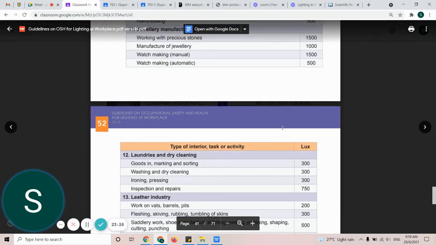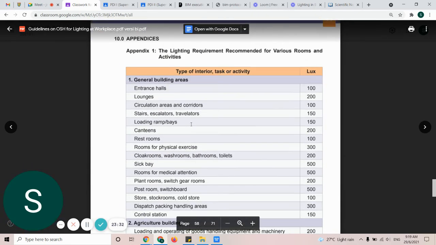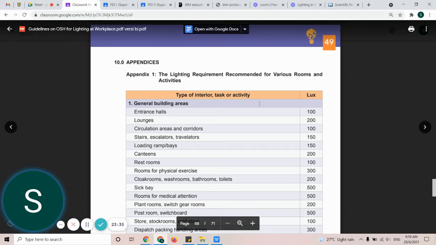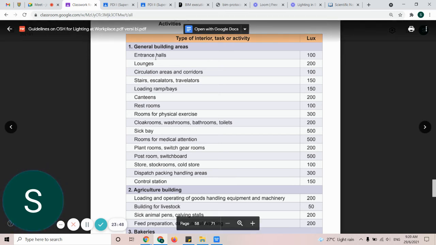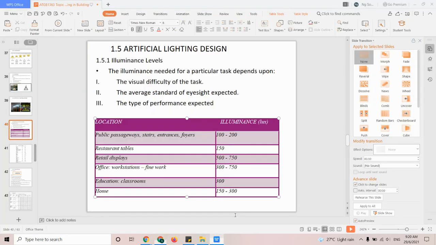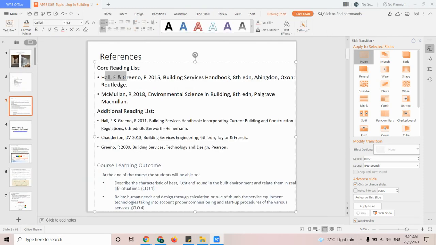So if you go to the last page of this document, you'll be able to find different types of interior or tasks, and they'll have different lux requirements. So this lux requirement is usually set by a government body. So here the entrance is only 100 lux. If you refer back to here, it is close to what is specified in this table. So this table is extracted from this book, which is Hall F and Granola.